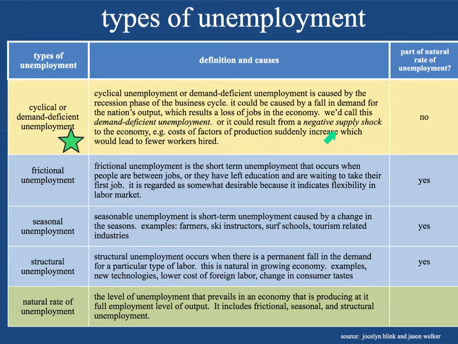Okay, or there's some sort of negative supply shock, as the United States saw in 2008-9, when all of a sudden gas prices went up to $4 or $5 a gallon. Okay, but that is not part of the normal natural rate of unemployment. Okay, so make sure you have a good understanding of these four types of unemployment, and let's take a look at the next slide.